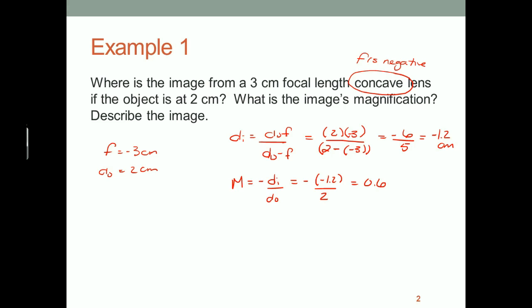Okay, so first off, di is negative. That means it's a virtual image. M is positive. That means it's upright, as all virtual images are. And the absolute value of M, even though it is a positive number here, let's deal with it as an absolute value, is less than 1. That means it is smaller or diminished.